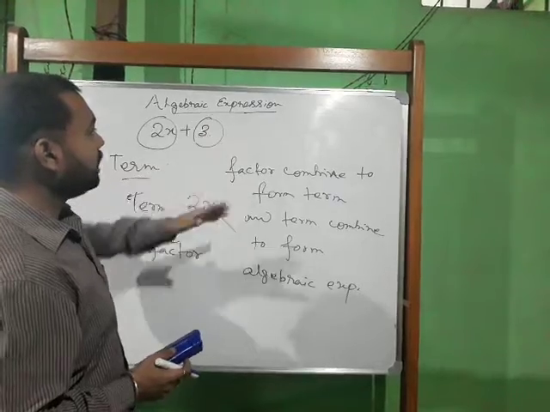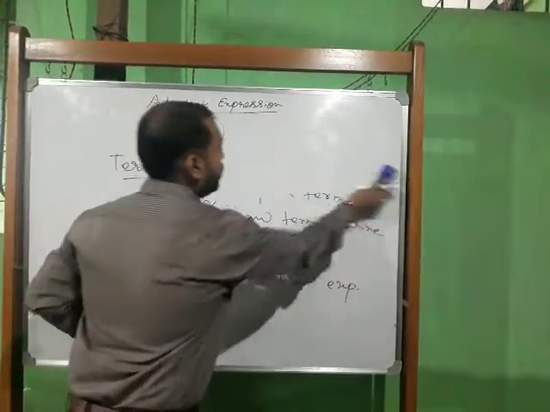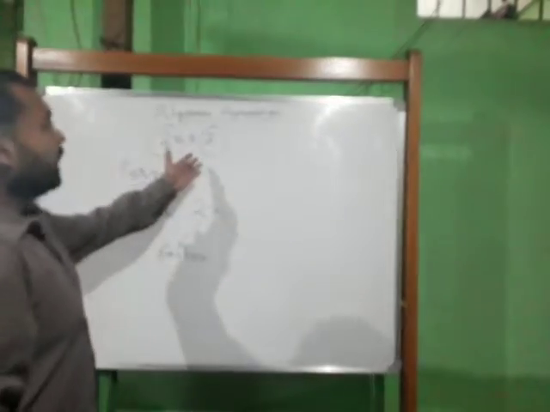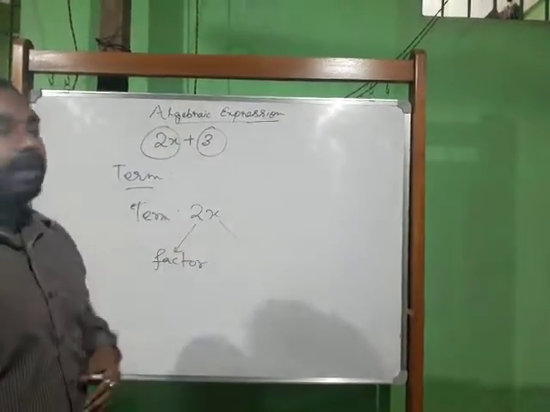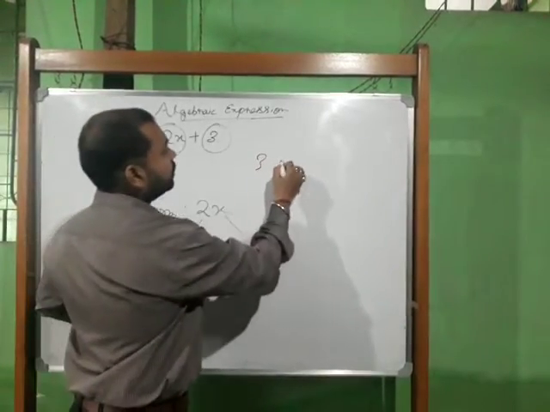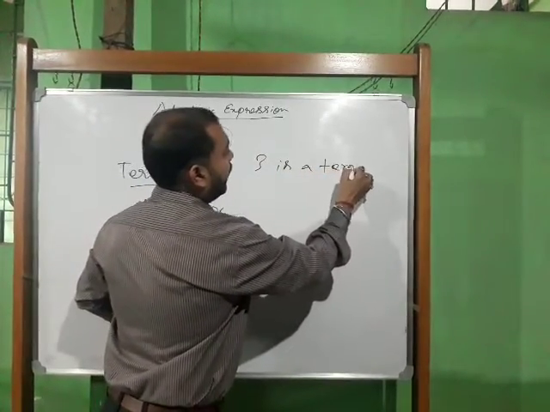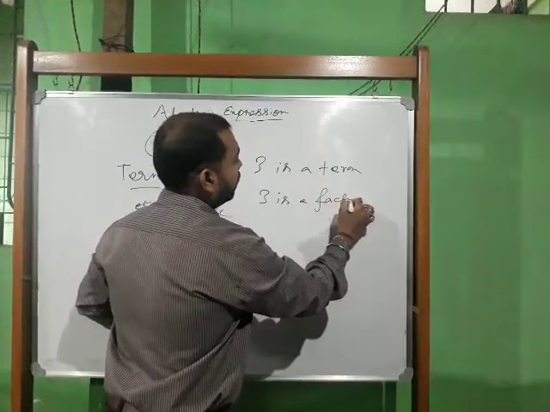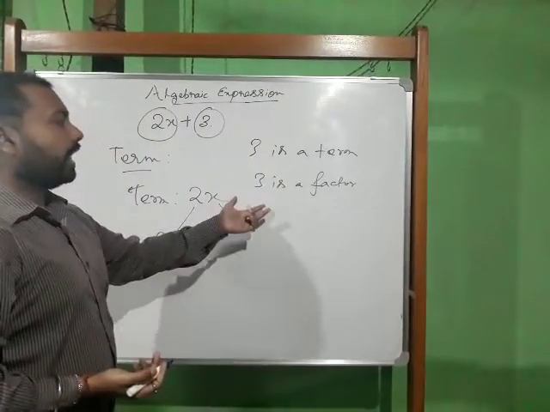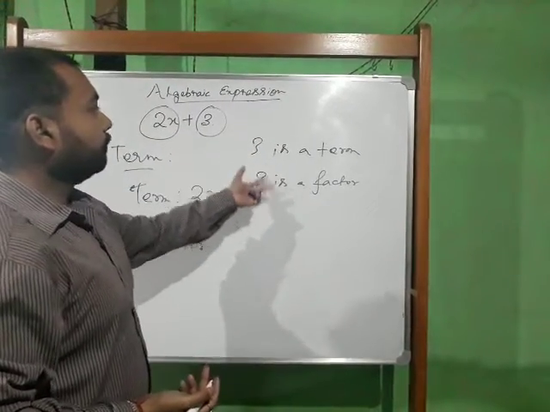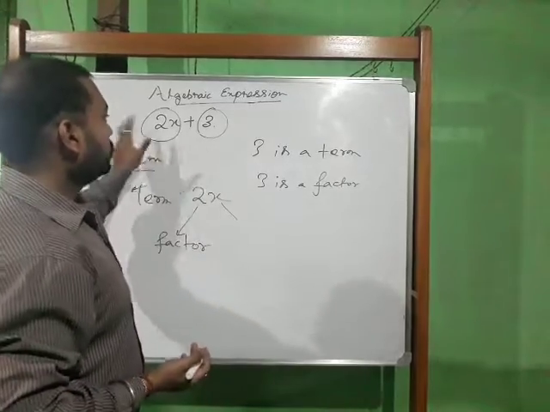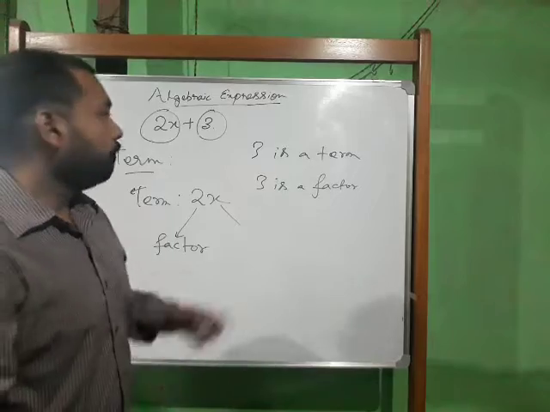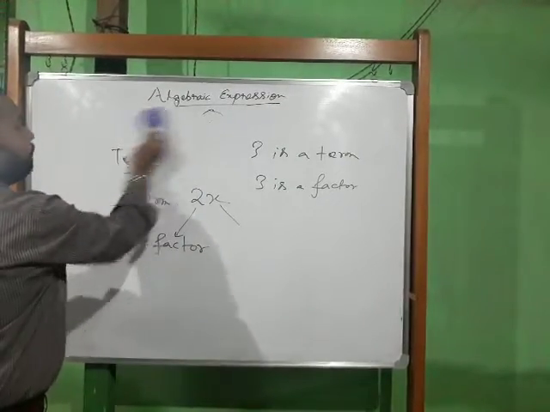Now if I take this term 3, 3 is also a term, because what I have said is, terms are added to form an algebraic expression. So 3 is a term. Again 3 is also a factor. Why? Because I have said factors create the term. Now when I go through details, you will understand what a factor actually is. For example, let me take one example.